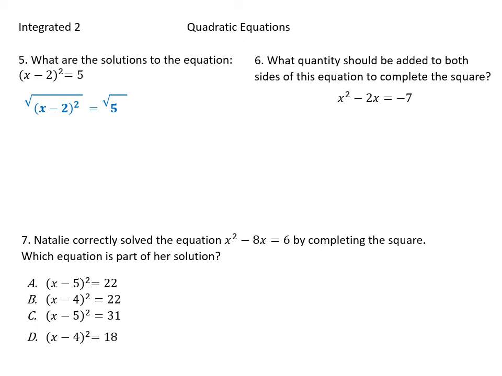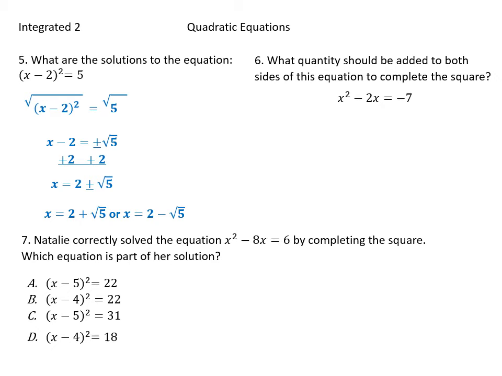On the right side, 5's not a perfect square, but I do have to remember to put plus minus in front of the square root of 5 because there are always a positive or negative possible square root. And then add 2 to both sides. And so x equals 2 plus or minus root 5. And that's actually two answers. That's x equals 2 plus root 5, or that's x equals 2 minus root 5.